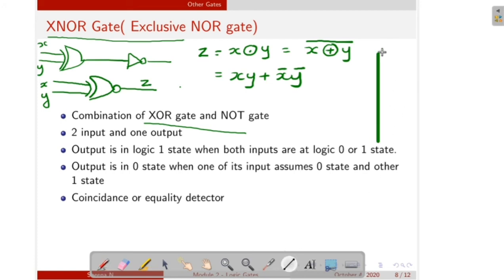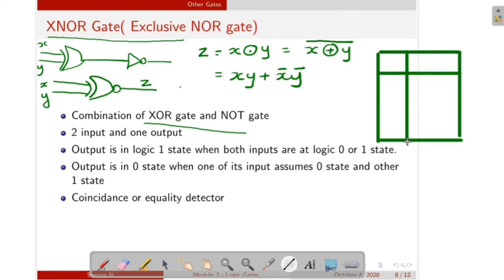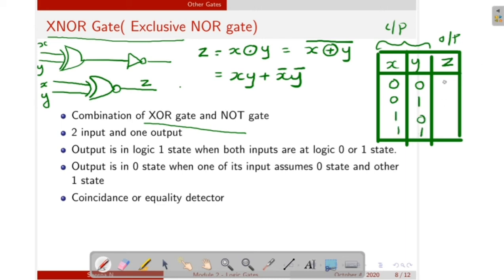truth table for this. The inputs are X and Y and the output is Z. So here there are two inputs. So we have four combinations: 0 0, 0 1, 1 0 and 1 1. In the case of XOR gate, if the inputs are equal, then output is equal to 0, and if the inputs are different, then output is equal to 1. So here in the case of XNOR gate, the complement of XOR, so here it is 1 and here also complement is equal to 1.